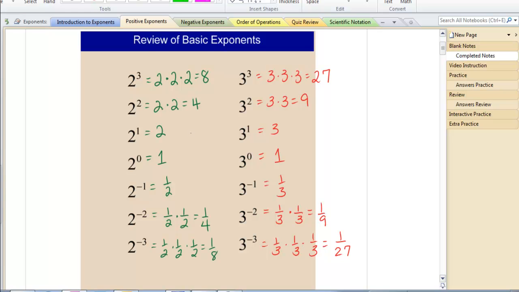Then when we got down to our negative exponents, we learned that 2 to the negative first is actually the reciprocal of 2. So 2 to the negative first is 1/2. And 2 to the negative second ends up being the reciprocal of 2 multiplied 2 times. 2 to the negative third ends up being the reciprocal of our base, 2, multiplied 3 times. And we see this pattern also for the base of 3.